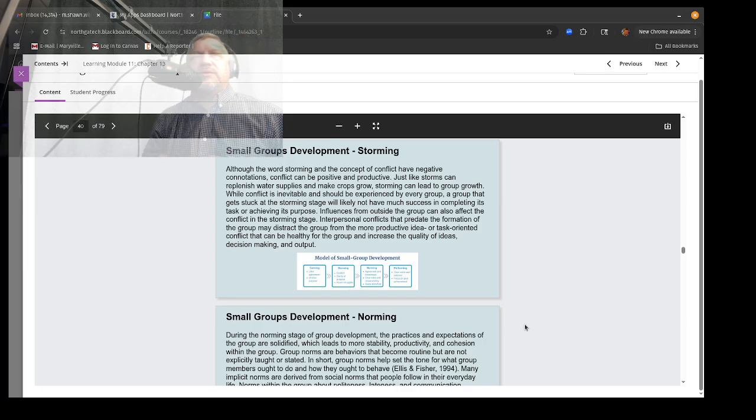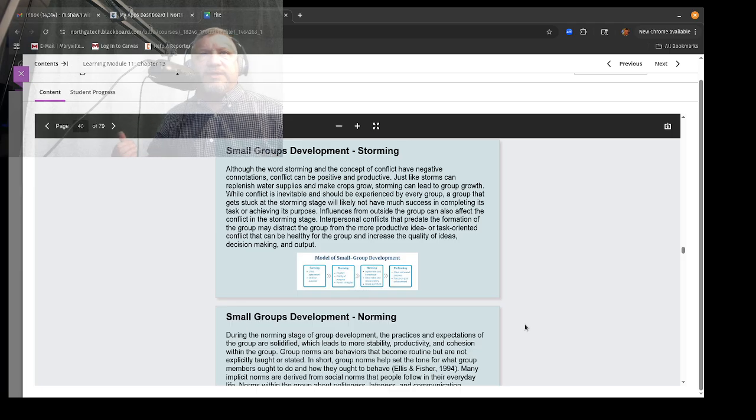Although the word storming and the concept of conflict can have negative connotations, conflict actually can be positive and productive. Just like storms replenish the water supplies and make the crops grow, storming can lead to group growth. Conflict is inevitable and will be experienced by nearly every group. A group that gets stuck in the storming stage will not have much success in completing its task or mission, right? So influences from outside the group can also affect the conflict within the storming stage.